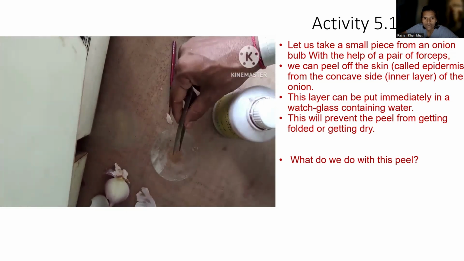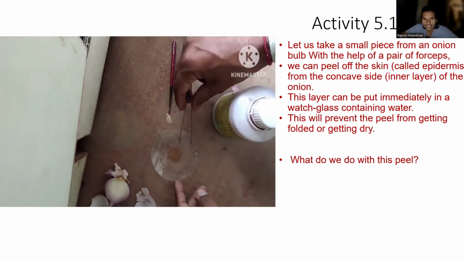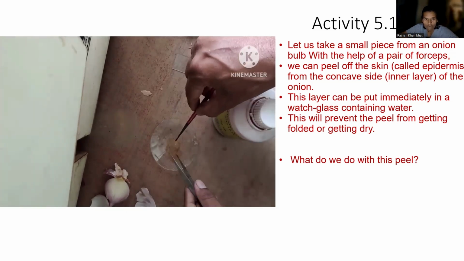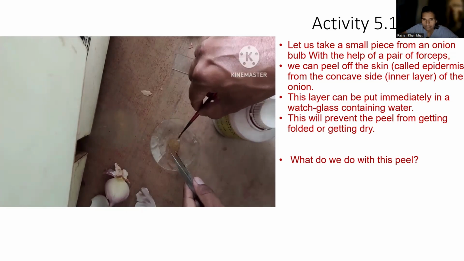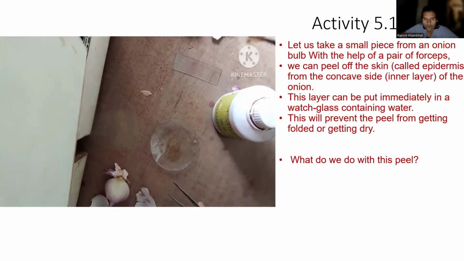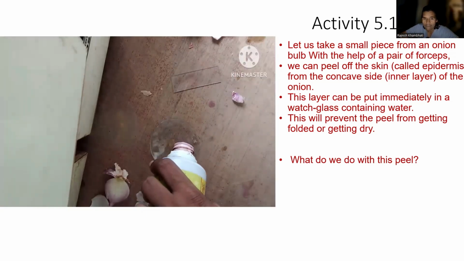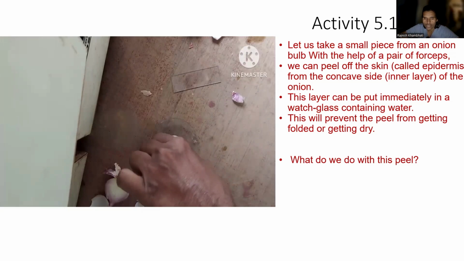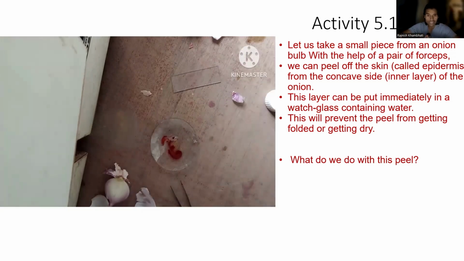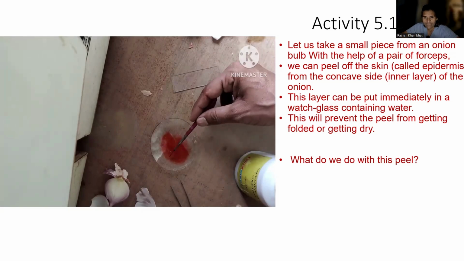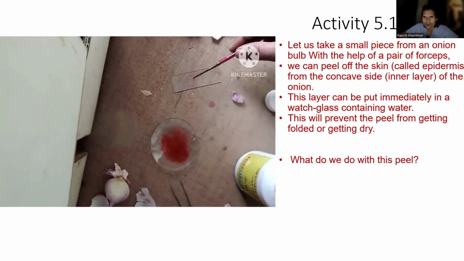Now I am putting that peel into a watch glass filled with water, with the help of a brush. Now the peel is ready. Okay, very clearly try to observe. Now I am adding a few drops of safranin stain solution. Safranin is the name of this stain, which is red in color. That means our peel will be looking pink or red in color.